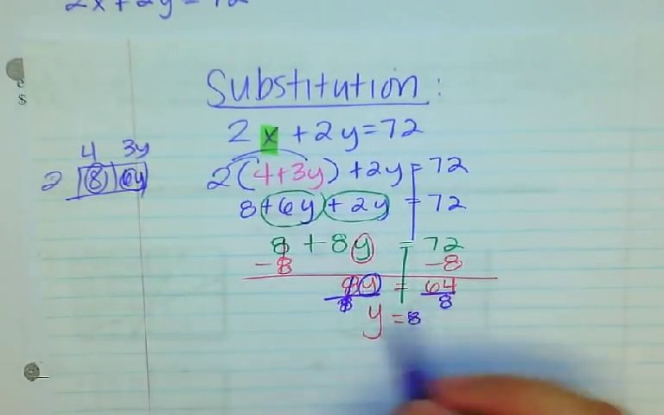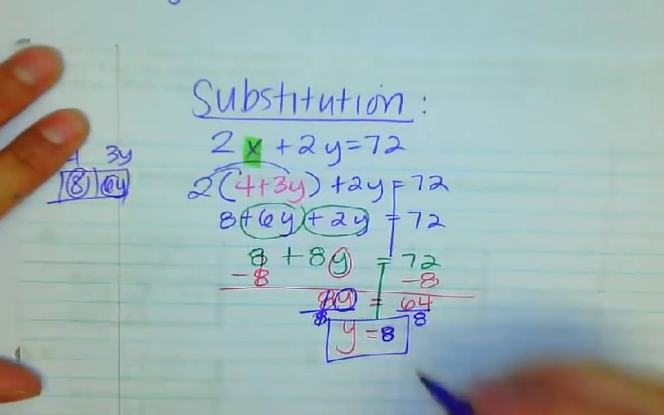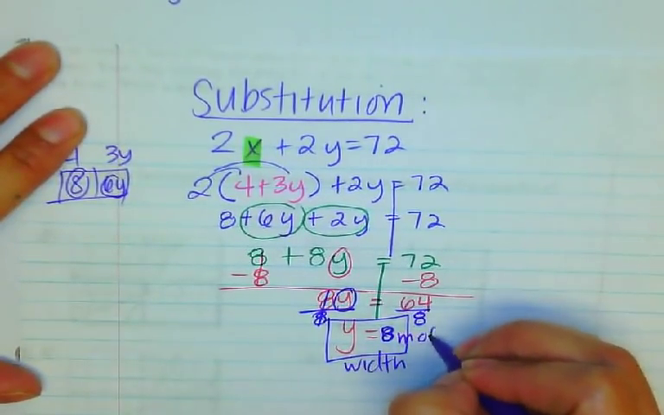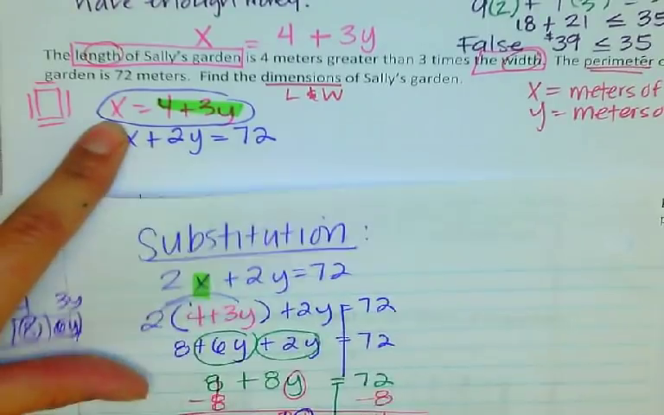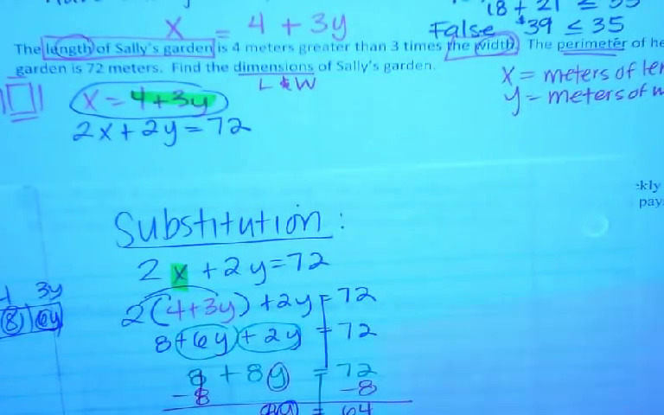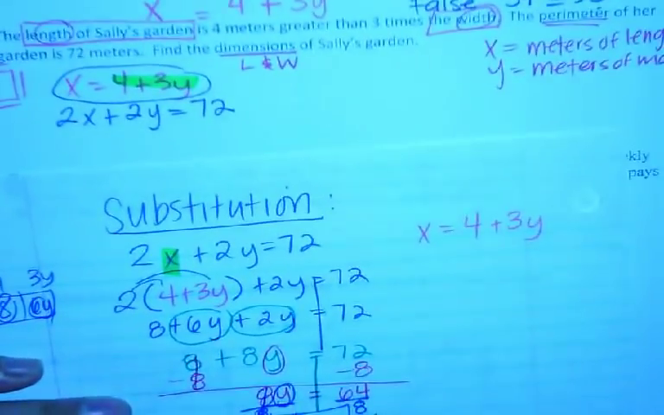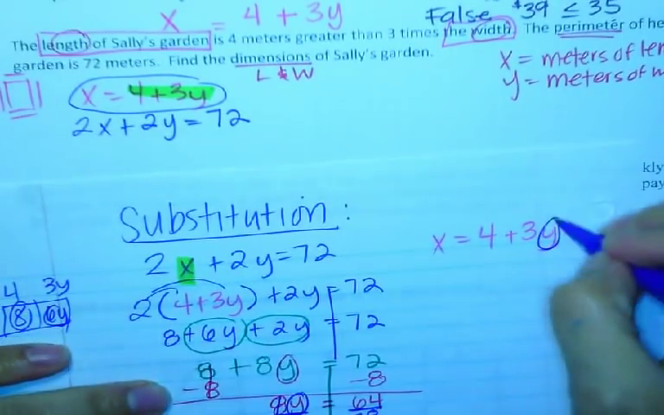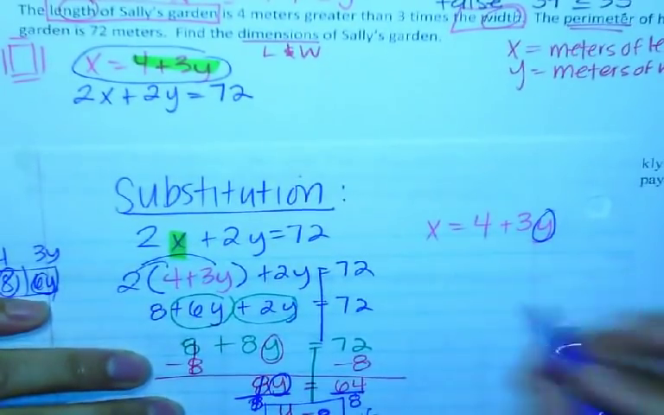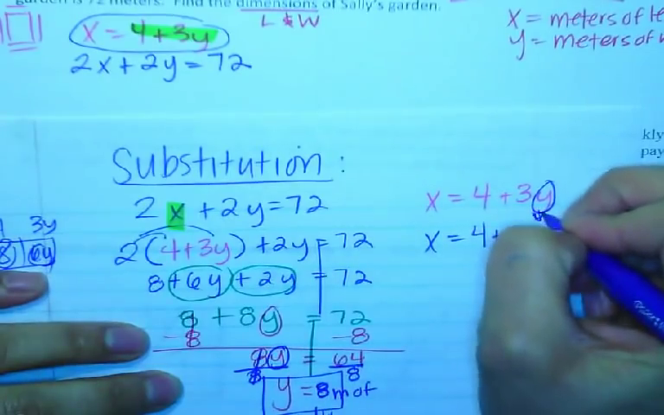So now I know that y equals 8. Once I know what y equals, and in this case this is the width, 8 meters of width, I can go back to this original equation where I had x equals. So I will rewrite that. And now I know that the width, or y, is 8. So now I'm going to substitute it in here. So then I'll have x equals 4 plus 3 times 8, because I just found out the value of y.